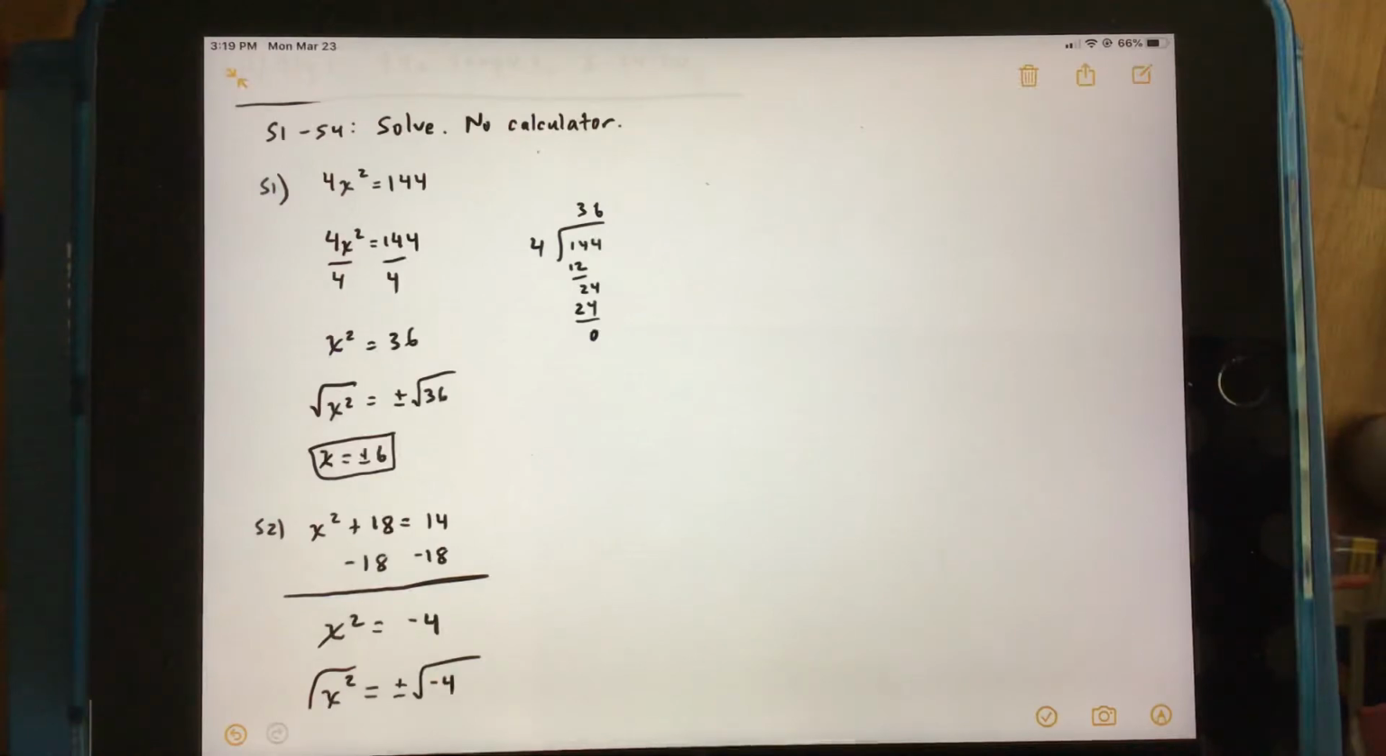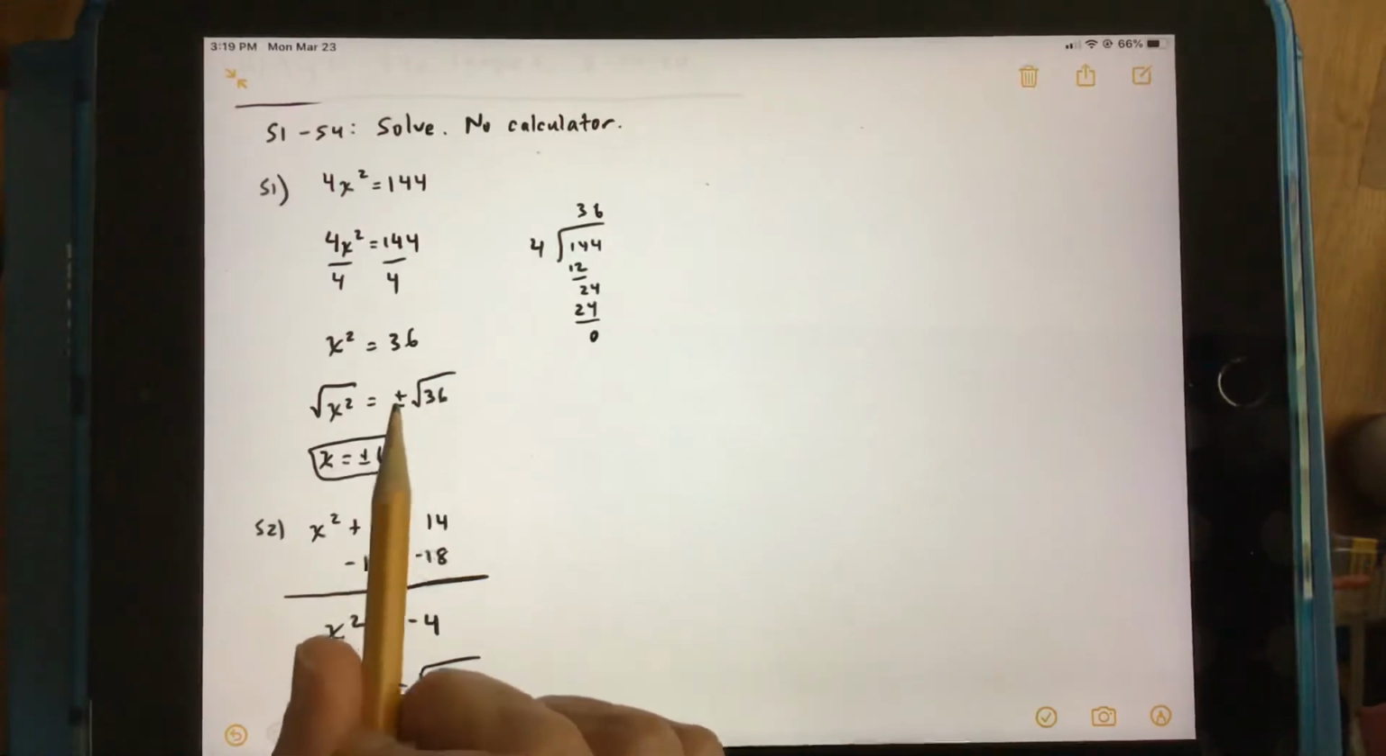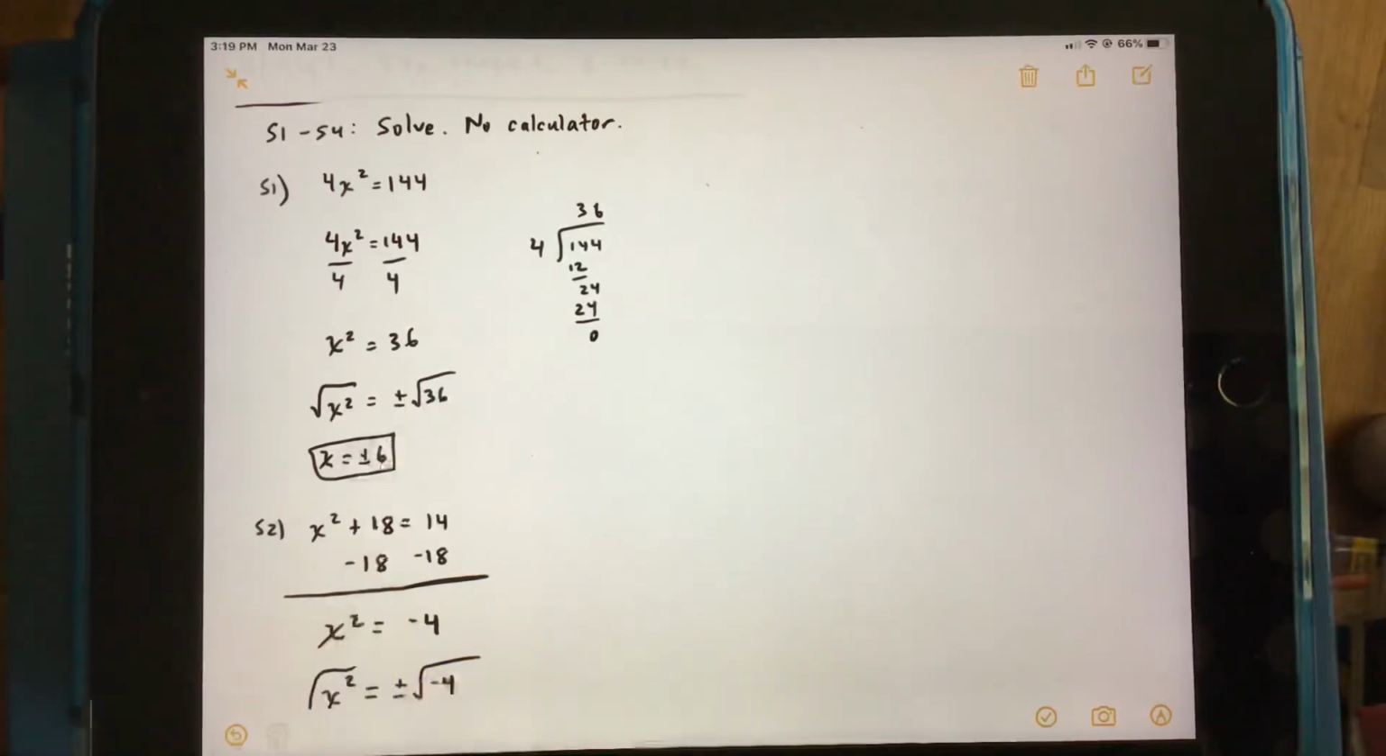Now I need to undo the square here. Remember, squares and square roots are opposite operations, so I need to take the square root of both sides to get my equation down to just x. When I take the square root of both sides, of course, I do need to find both the positive and the negative root, so that will give me x is equal to both positive or negative 6.